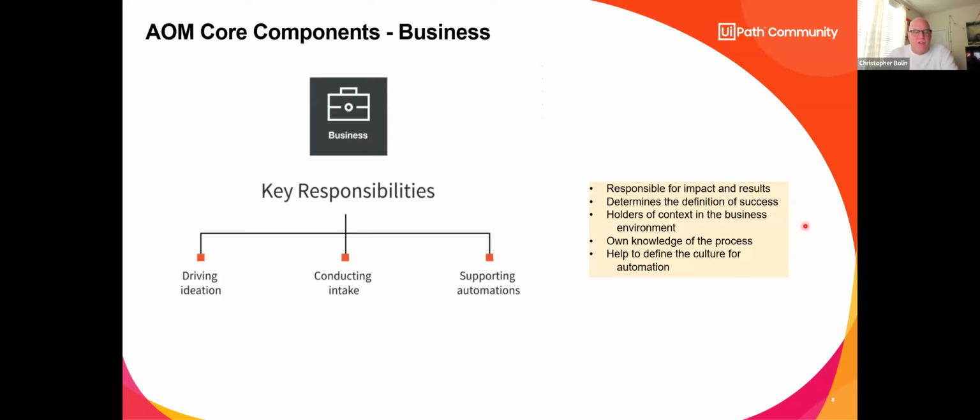They tell you what's right, what works, what doesn't work. They hold all of the business context in their little heads. They have all the history, the SMEs. They know how it's supposed to do. They know what the upline, downline impacts are. They know what to do in case something goes wrong. That's your business. They're in charge of ideation, conducting intake, and supporting automations.